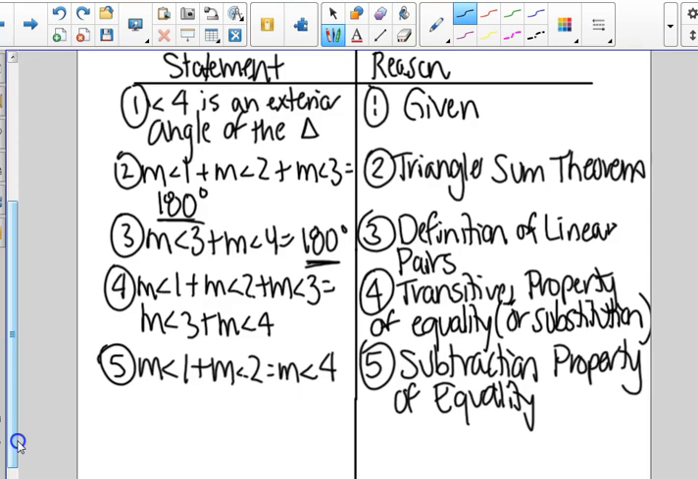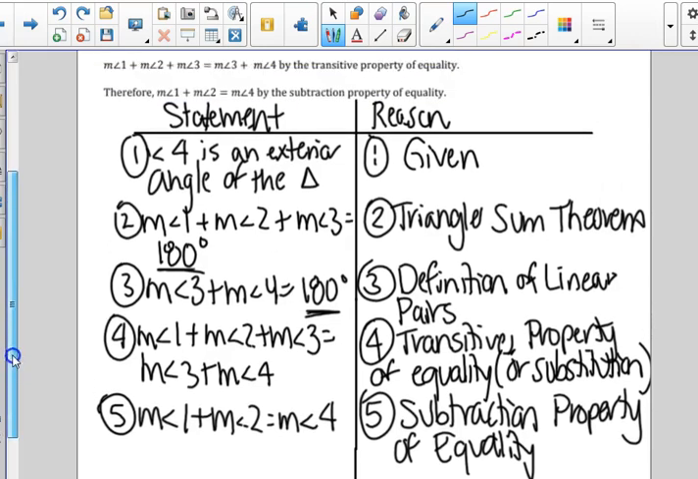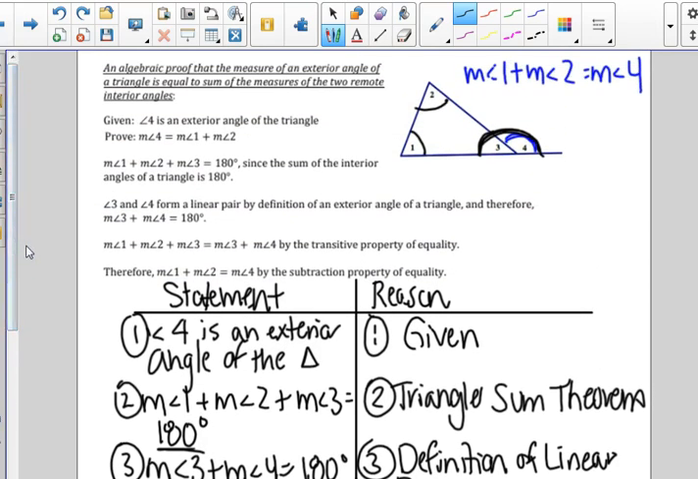If we subtract the measure of angle 3 from both sides of that equal sign, we are left with the measure of angle 1 plus the measure of angle 2 equals the measure of angle 4. The reason we can say that is because of the subtraction property, and we have just proven that angle 1 plus angle 2 will be equal to angle 4.